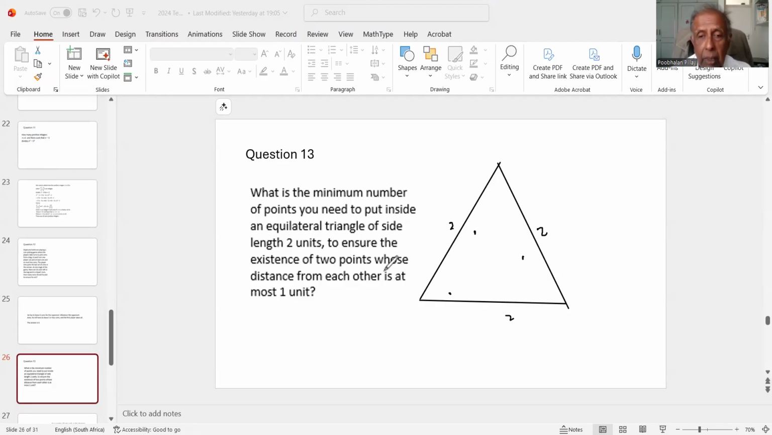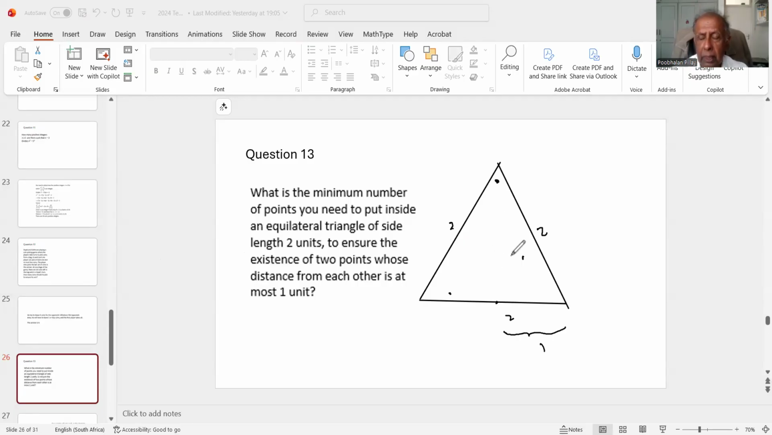I want to ensure the existence of 2 points. But in this case, I cannot find 2 points whose distance from each other is at most 1, because 1 is halfway through. This length here is 1. Okay, maybe I should put this point a little bit further away, quite far away. So here. Now you can see this distance is more than 1. This distance is more than 1. And this distance also looks like more than 1.